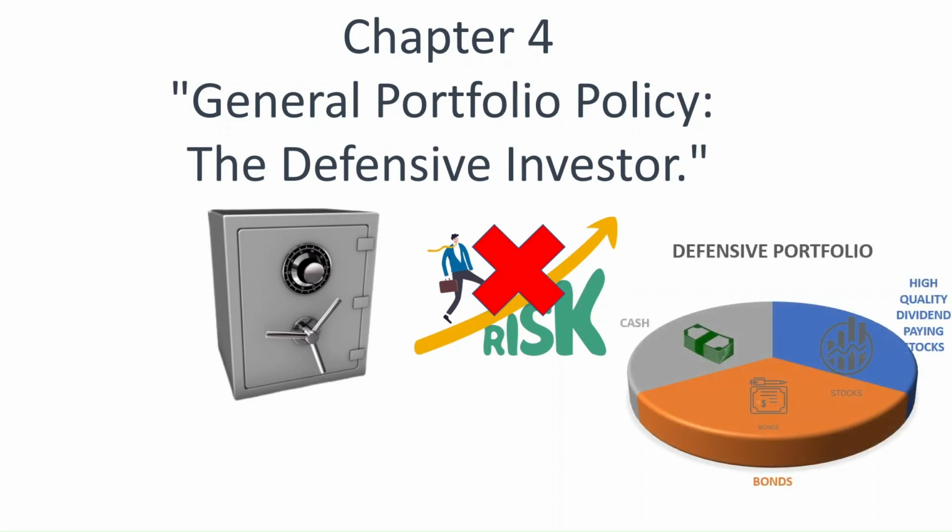He notes that defensive investors should focus on building a portfolio that is well diversified across different asset classes, including stocks, bonds, and cash. Graham advises defensive investors to allocate a significant portion of their portfolio to high-quality, dividend-paying stocks. He notes that these stocks tend to be less volatile than other stocks and can provide a reliable source of income for investors. In addition to stocks, Graham advises defensive investors to also include bonds in their portfolio.